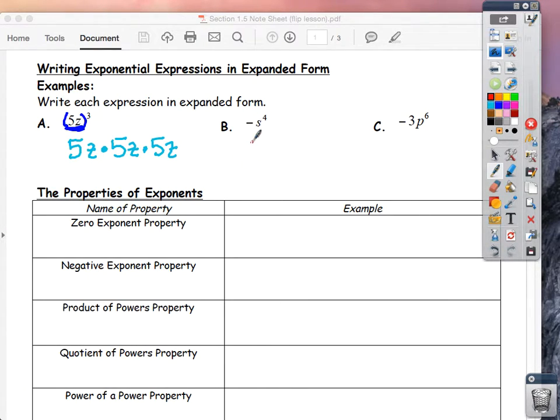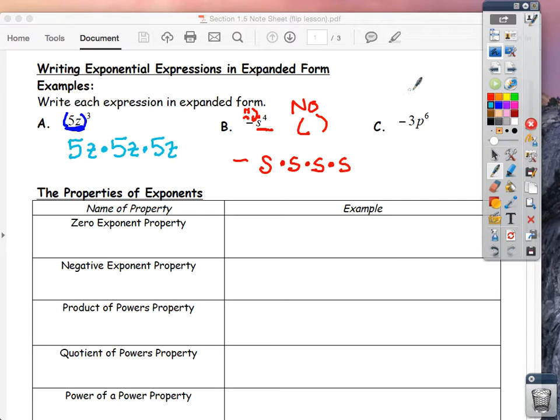So negative s to the 4th. Now, nothing is in parentheses. So what you have to do is take your exponent and look to see what it is next to. In this case, it's next to the s. It is not next to the negative at all. So you're going to write the negative once and then the s 4 times. The big difference between the two is that for example B, there are no parentheses, so you only write the s 4 times, not the negative. Whereas for A, the 5z was in parentheses, so you write that 3 times.